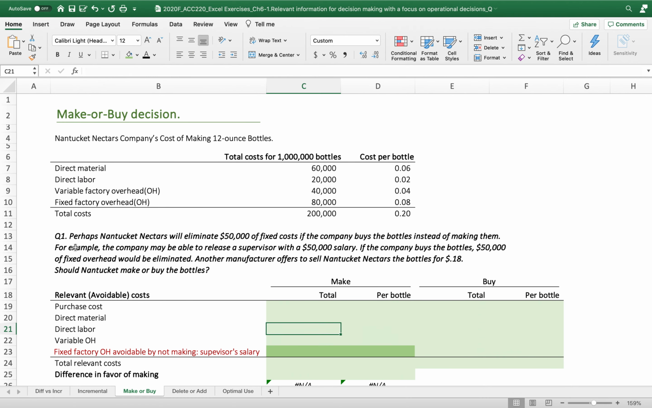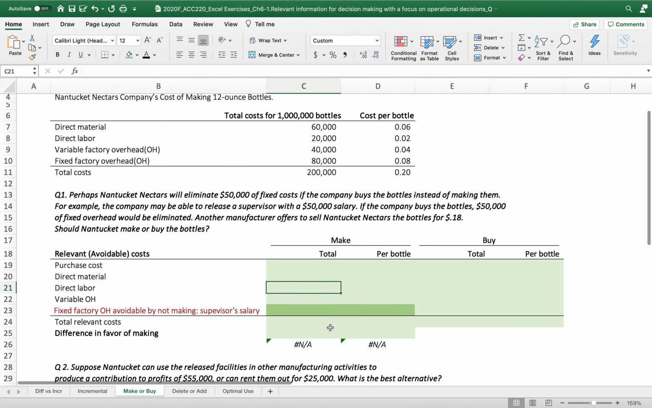Now, perhaps Nantucket Nectars will eliminate $50,000 of fixed costs if the company buys the bottles instead of making them. For example, the company may be able to release a supervisor with a $50,000 salary. That is the avoidable cost, which is a relevant cost. If the company buys the bottle, $50,000 fixed overhead would be eliminated. Another manufacturer offers to sell Nantucket Nectars the bottles for 18 cents. So should Nantucket make or buy the bottle using this comparison?